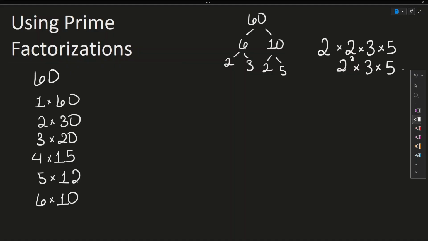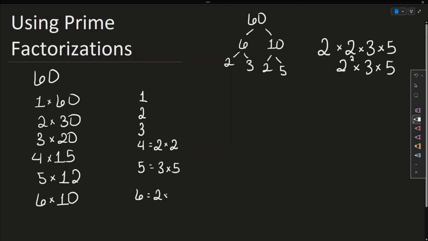Now, let's think about the prime factorizations of each of the divisors. 1 was our divisor, that's just 1. 2 was another one, as well as 3. These are prime numbers. 4 is 2 times 2. 5 is prime. 6 is 2 times 3. 10 is 2 times 5.